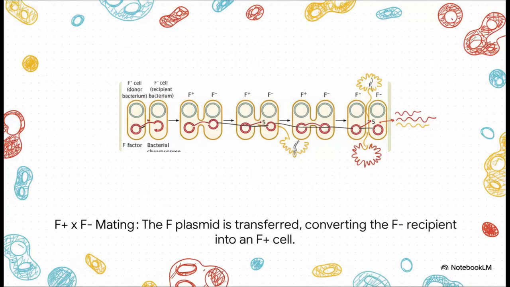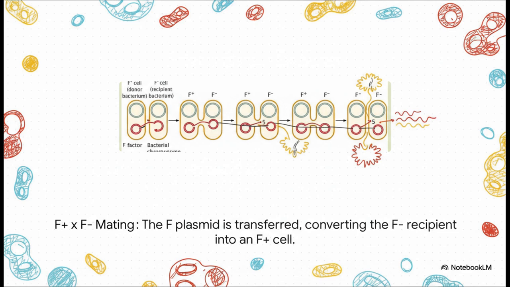Okay, let's walk through this process. An F plus donor cell extends its sex pilus, latches onto an F minus recipient, and pulls the two cells together. A bridge forms between them. Now for the crucial part. The F plasmid in the donor is nicked. One strand is cut, and a process called rolling circle replication kicks off.